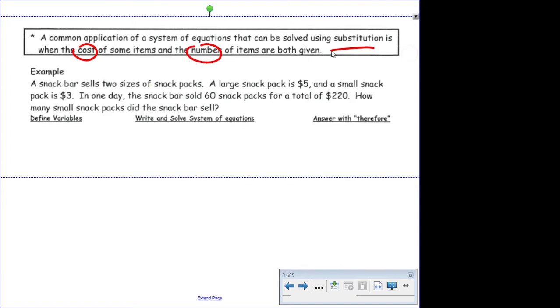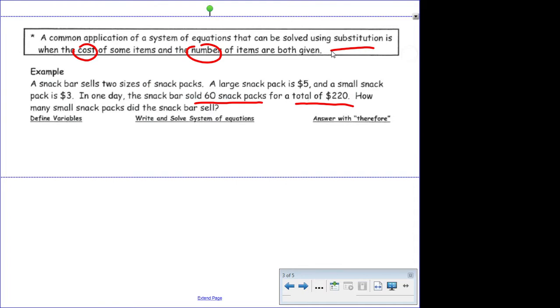Let's see an example. A snack bar sells 2 sizes of snack packs. A large snack pack costs $5 and a small snack pack is $3. In one day, the snack bar sold 60 snack packs for a total of $220. So the total number of items was given. They sold 60 of them. And the total price was given, $220.